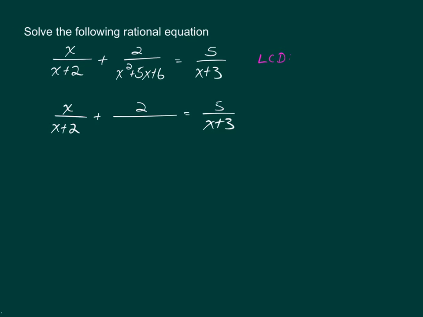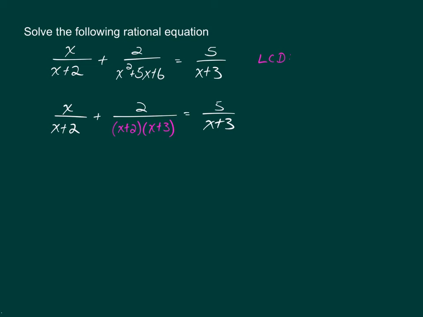and instead of writing x squared plus 5x plus 6 here in the denominator, I'm going to factor it into x plus 2 times x plus 3. And you can factor that off to the side, and whatever answer you get for the factoring over here, that's what will get put into the denominator in your equation. And so now that we have this denominator factored, we need to find the LCD.